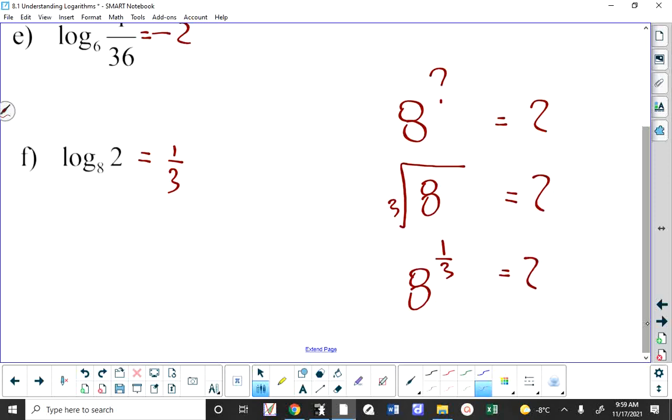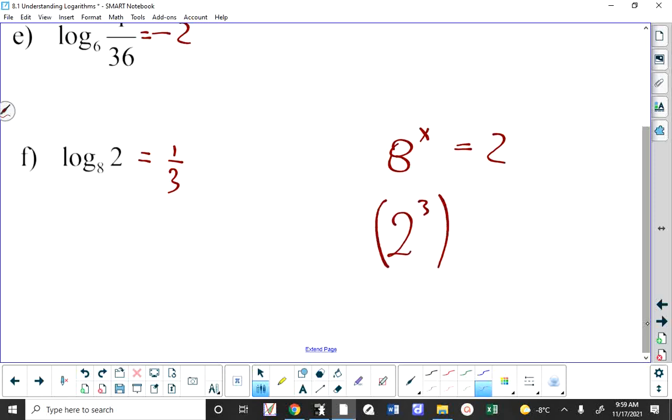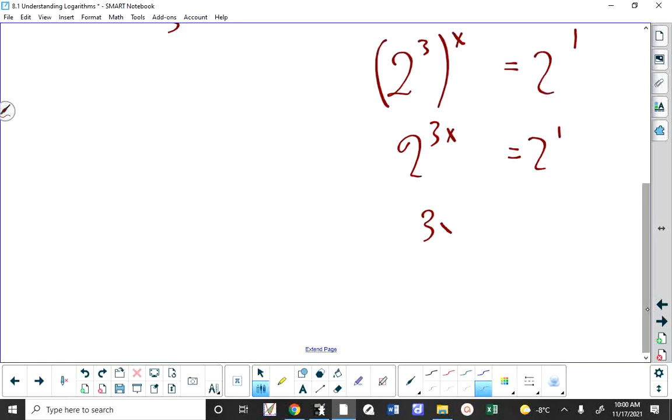A couple people. You could, instead, say that 8 to the x equals 2, and 8 is 2 cubed, so now you have 2 cubed to the x is 2 to the 1, and then you have 2 to the 3x equals 2 to the 1. The bases are the same. You equate the exponents. How many of you did it that way? A couple people did it that way. So there's an intuitive approach like Jason. There's a couple of different algebraic approaches here. Here you're going to get 3x equals 1, so x equals 1/3.